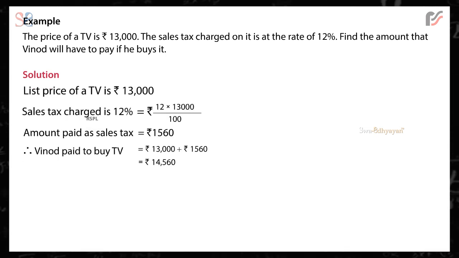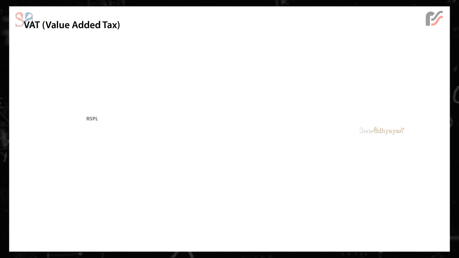Solution. List price of a TV is rupees 13,000. Sales tax charged at 12% is equal to rupees 12 multiplied by 13,000 by 100. Amount paid as sales tax is equal to rupees 1560. Therefore, the amount Vinod paid to buy the TV is equal to rupees 13,000 plus rupees 1560, which is equal to rupees 14,560.